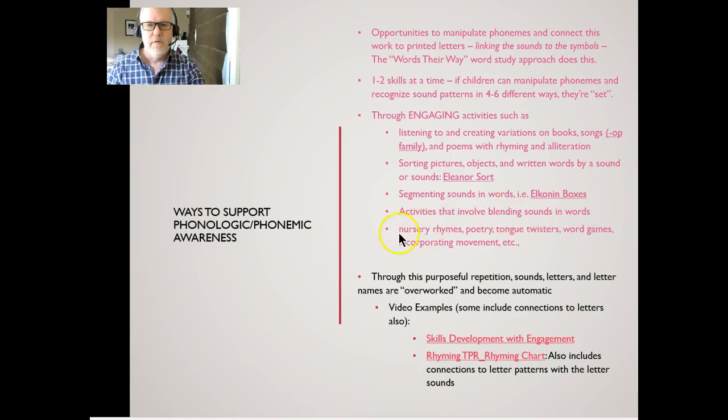And so nursery rhymes, poetry, tongue twisters, word games, etc. are all helpful. You just don't want to make it drill and kill. You want to find these engaging ways to engage in the manipulation of phonemes. And then there's a couple more video examples here that I think are really strong.